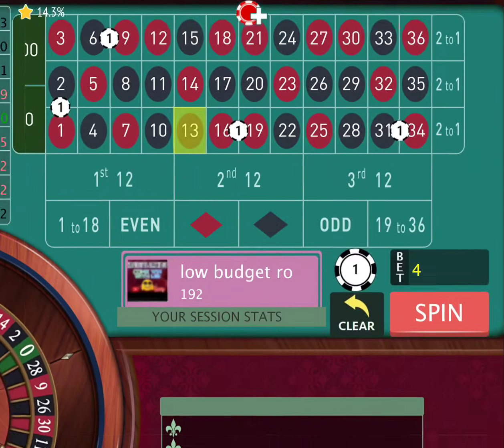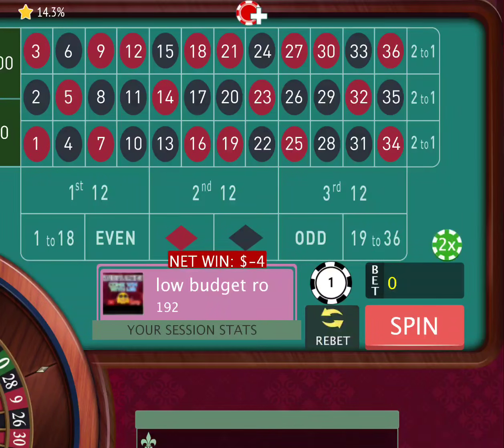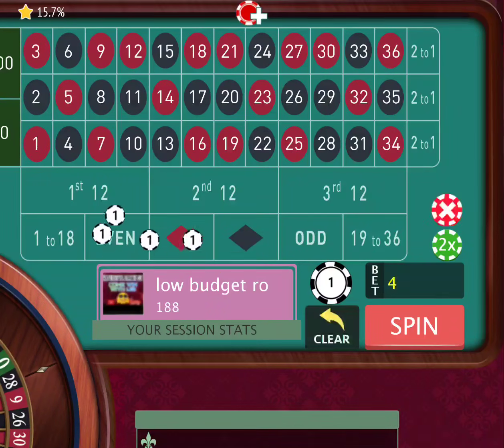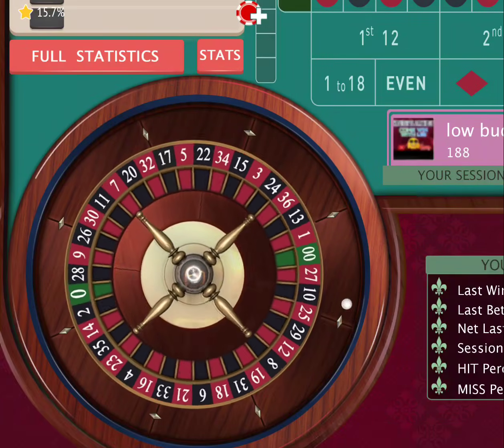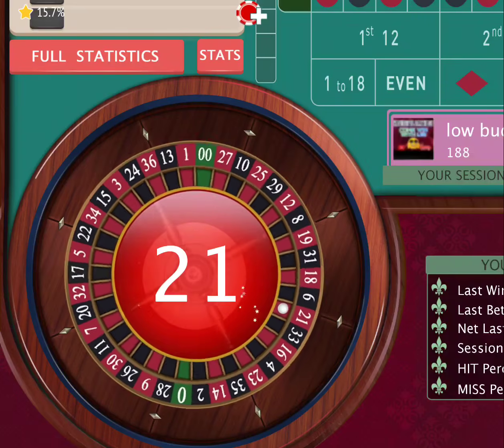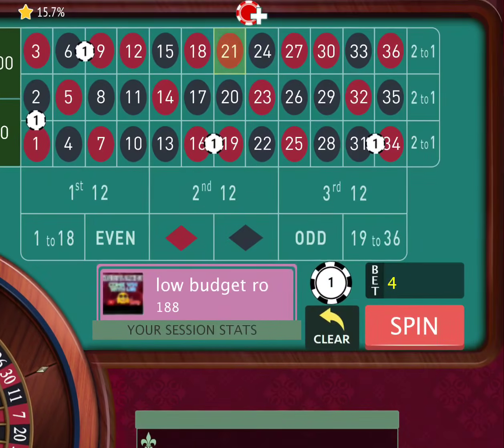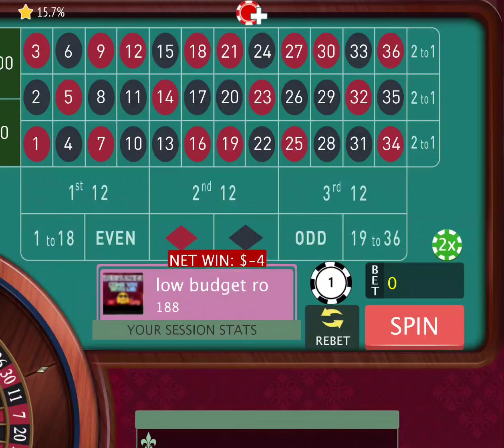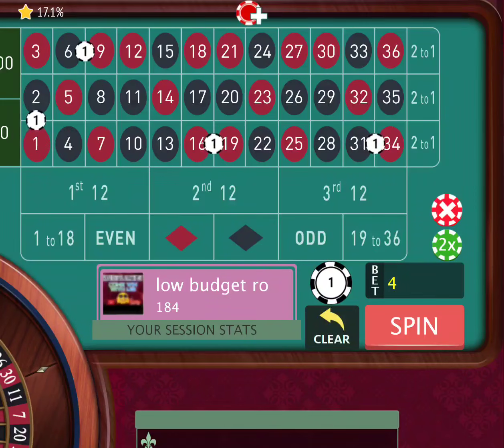13 comes out. That is another miss. Spin again. 21 comes out for another miss. That's 3 misses in a row. And we will ladder the system and spin.